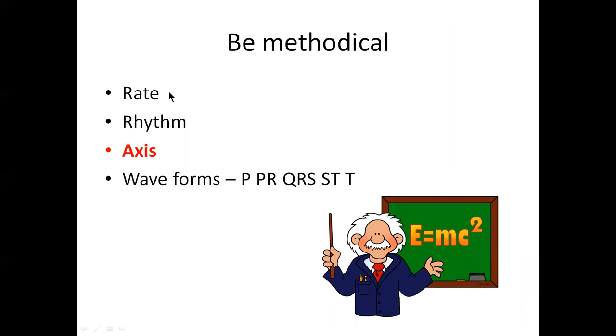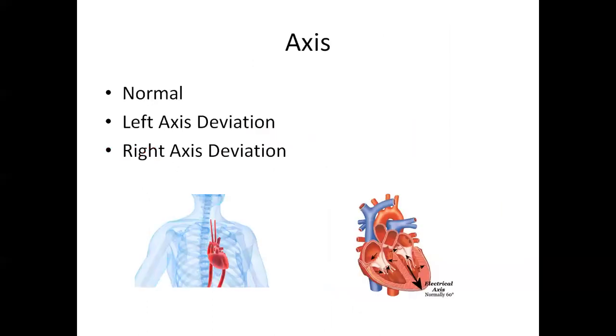So now we know how to determine the rate, and then we decided on the rhythm. The third thing we have to check on is the axis. Now an axis could be normal, or there could be left axis deviation or right axis deviation. Now what does this mean?